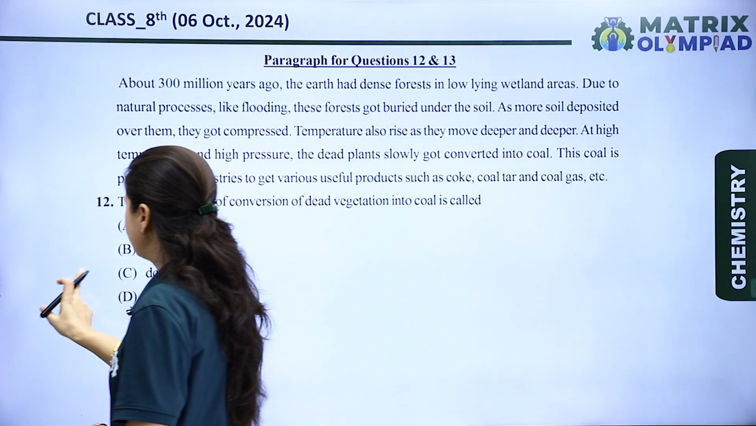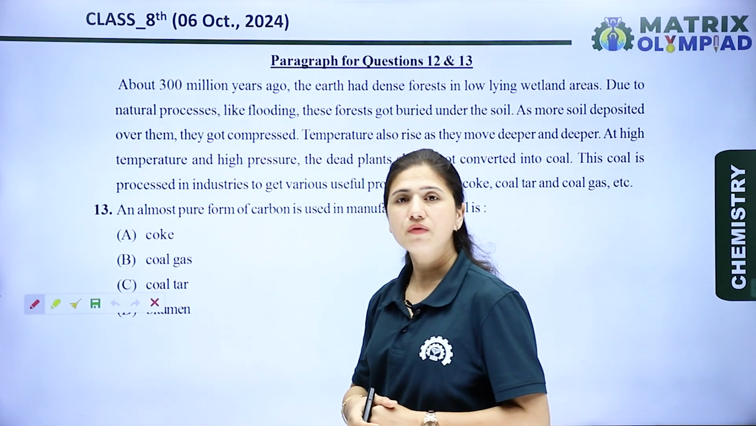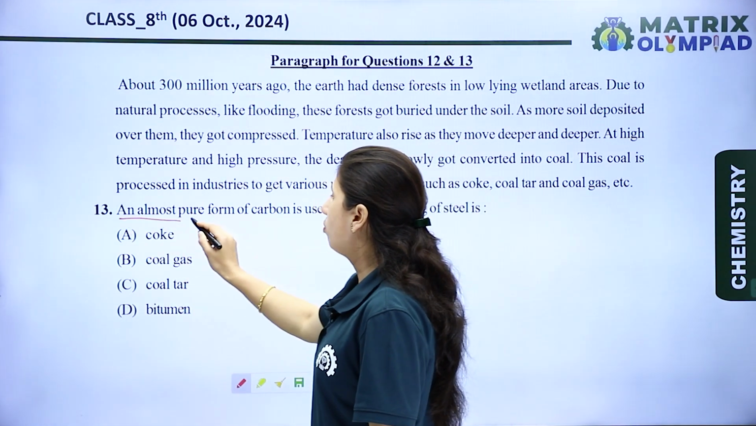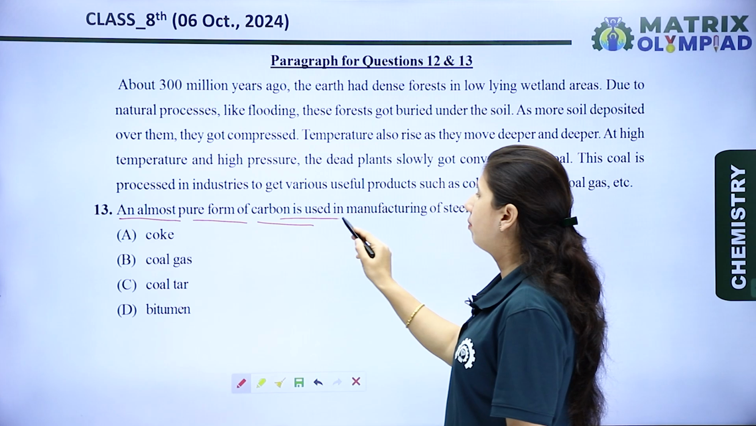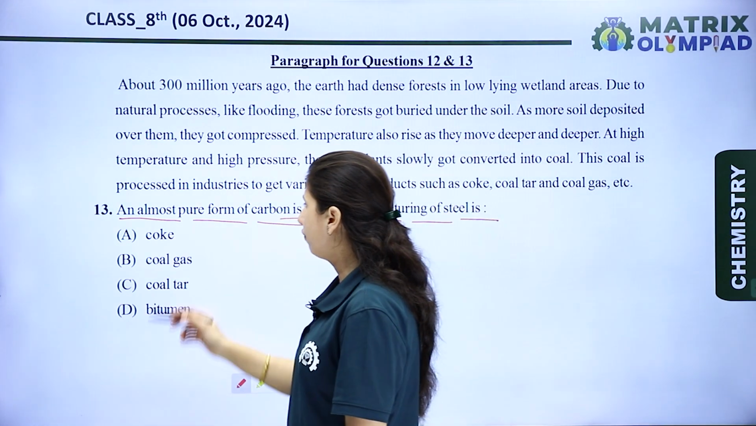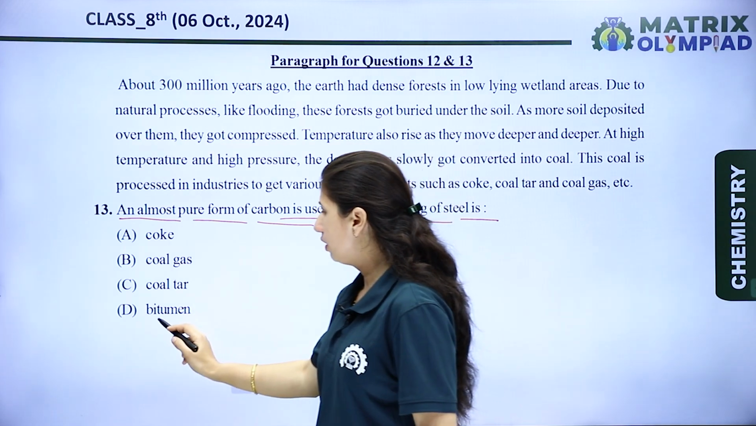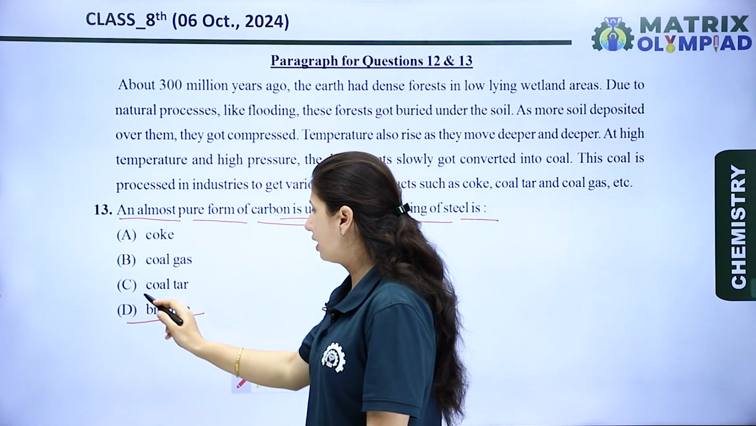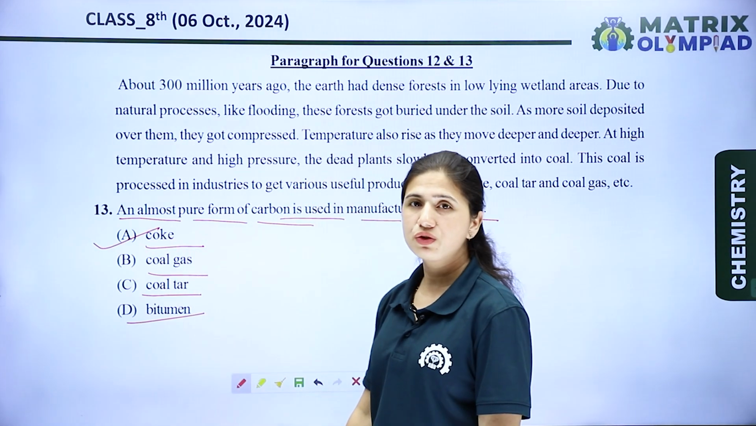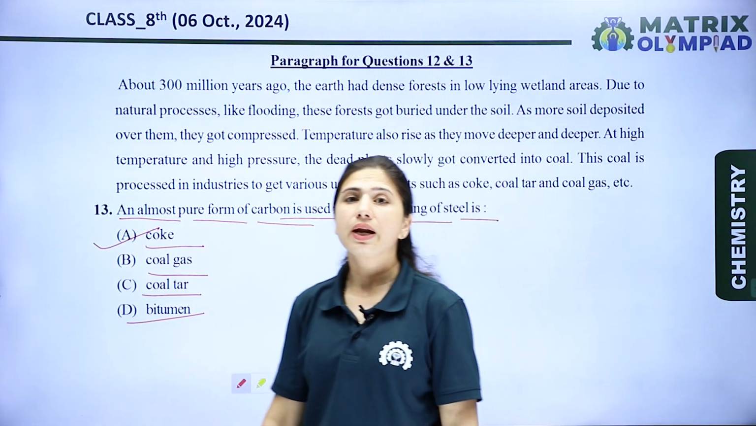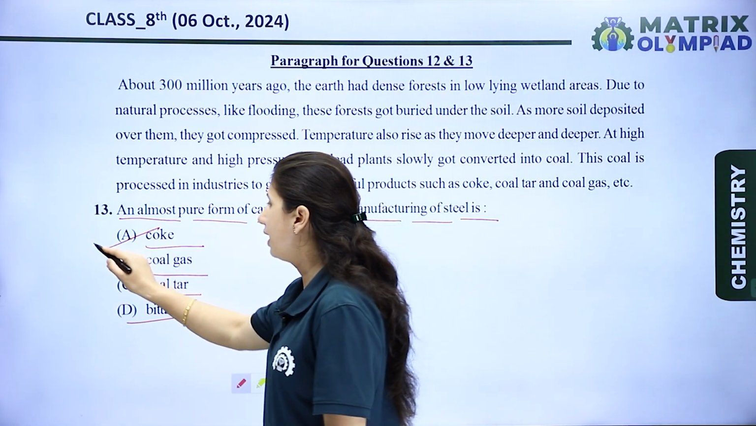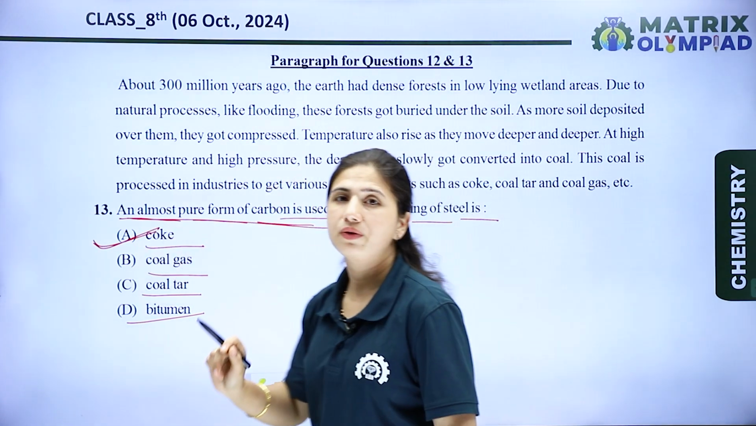The next question, the paragraph is the same for the next question. Now the question is, an almost pure form of carbon used in manufacturing of steel is. There are different forms of carbon given. First is bitumen, second is coal tar, then coal gas, and coke. Coke is the purest form of carbon, which has around 98% or more carbon. So option A is the right option for this question.